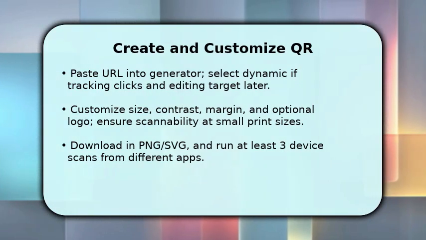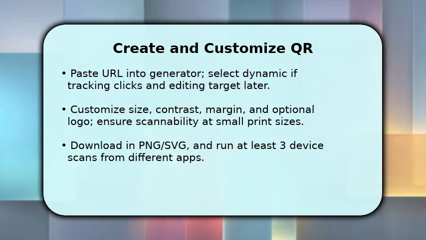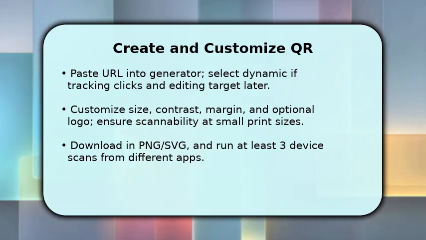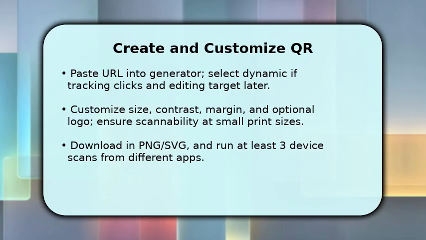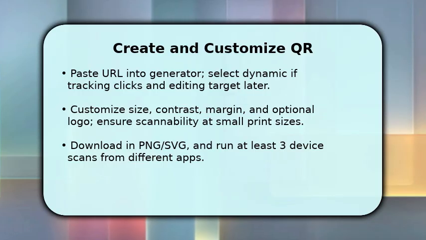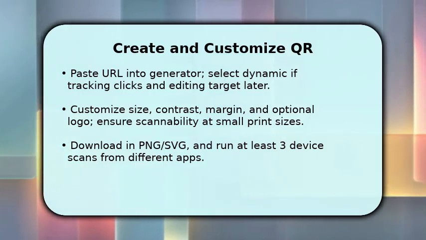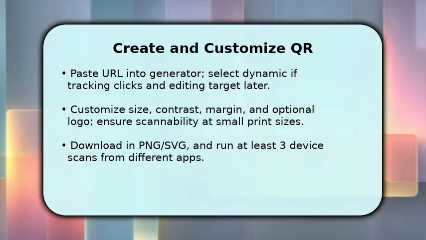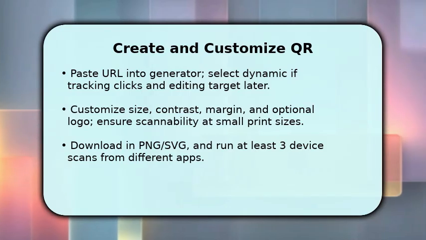Next, paste your validated YouTube URL into the QR tool and choose dynamic mode if you want to change the destination later or collect scan metrics. Once inserted, customize visual options. Increase margin, adjust contrast, set minimum size for print, and add a small logo only if it doesn't obscure critical data. Download both PNG and SVG for flexibility.